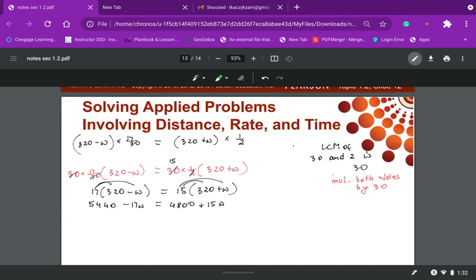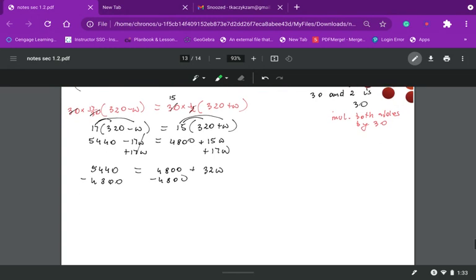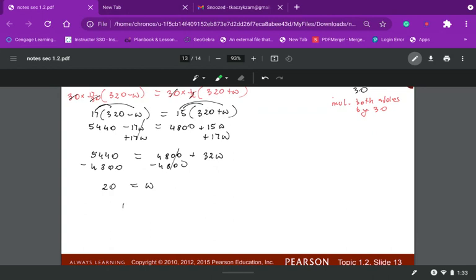Just to avoid negatives, I'm going to add 17W to both sides. We have 5,440 equals 4,800 plus 32W. I will subtract 4,800 from both sides. So we end up with 20 equals W, which means W is equal to 20 miles per hour. So this is the rate of the wind.